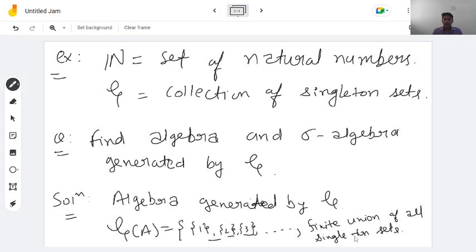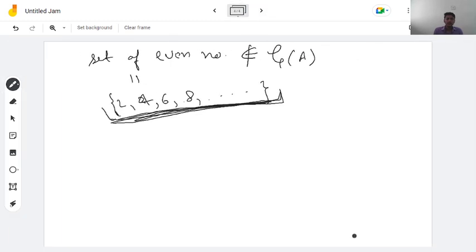So now let's come back to our problem. What we got is that the finite union of all singleton sets will be there, right? That means all the finite sets belong to C of A, the algebra generated by C. So we got one thing, that the finite sets should be there. Now another question is, is this the smallest, but is this complete?